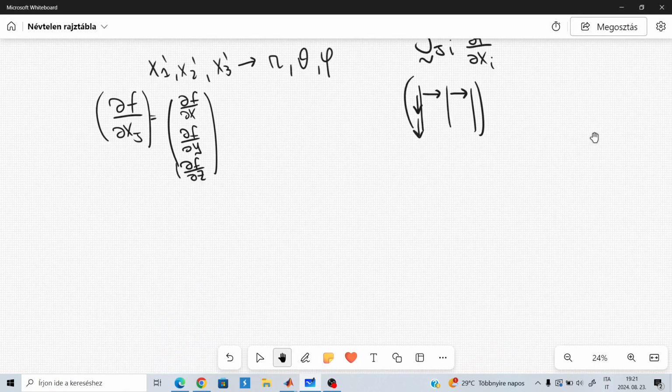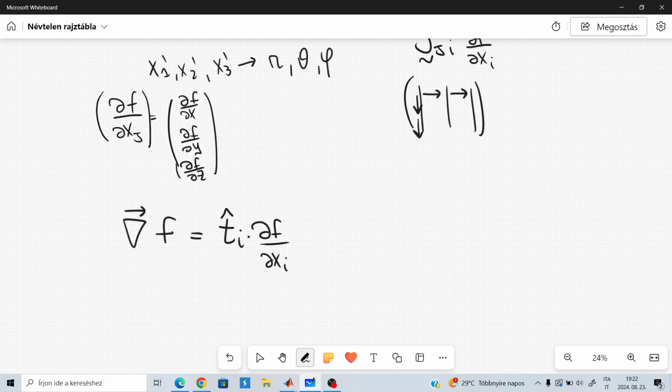Then let me write the gradient of a certain scalar function f. This can be written in the following notation. I have unit vector t sub i df over dxi. So I'm summing over i, and this is a unit vector along the i direction. So we have t1, t2, and t3. And in Cartesian coordinates, these are just i, j, and k, the unit vectors i, j, k. So t1 would be equal to i, t2 would be equal to j, and t3 would be equal to k.